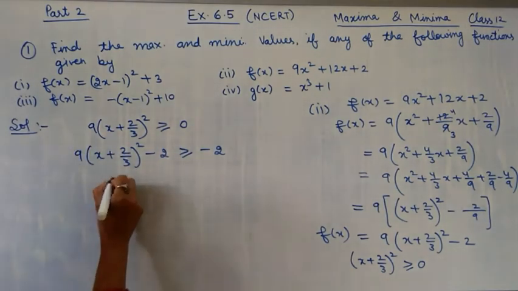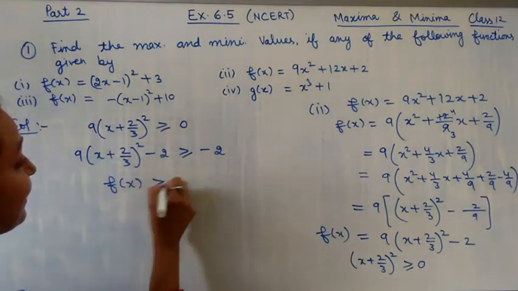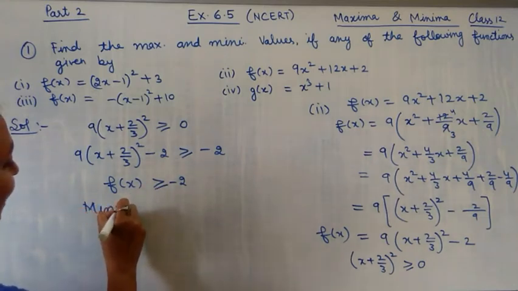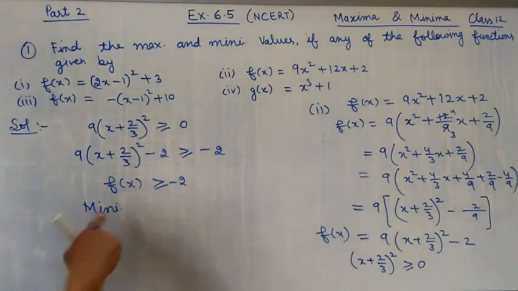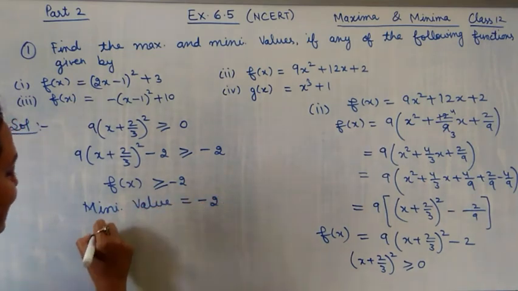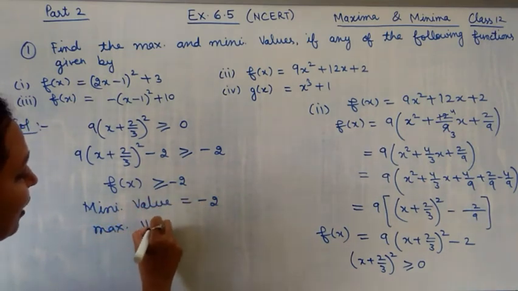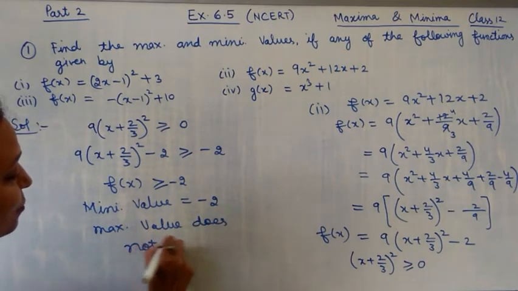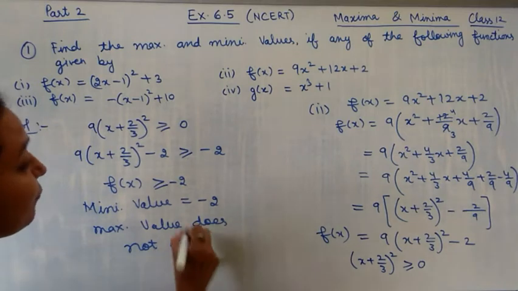This will be equal to f(x). f(x) is greater than or equal to minus 2. That means the minimum value, I will write the short form, minimum value is equal to minus 2. Maximum value does not exist, right? So this is the way to solve the first two questions.